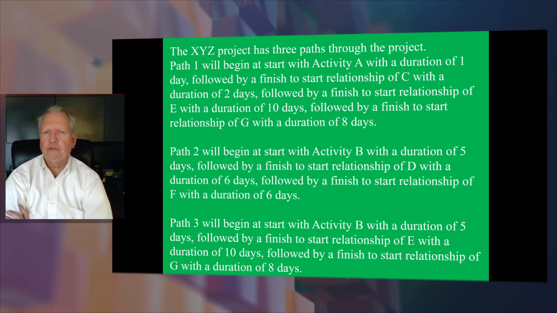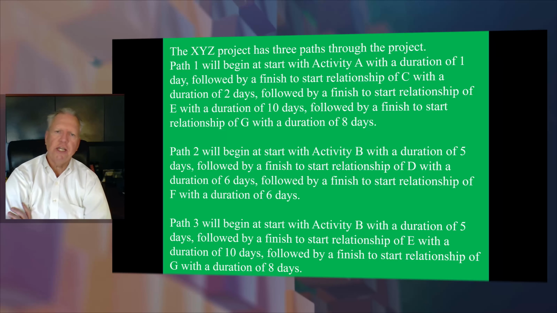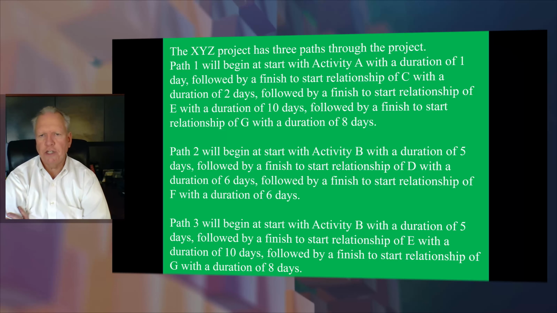The XYZ project has 3 paths through the project. Path 1 will begin at start with activity A with a duration of 1 day, followed by a finish to start relationship of C with a duration of 2 days, followed by a finish to start relationship of E with a duration of 10 days, followed by a finish to start relationship of G with a duration of 8 days. Path 2 will begin at start with activity B with a duration of 5 days, followed by a finish to start relationship of D with a duration of 6 days, followed by a finish to start relationship of F with a duration of 6 days.